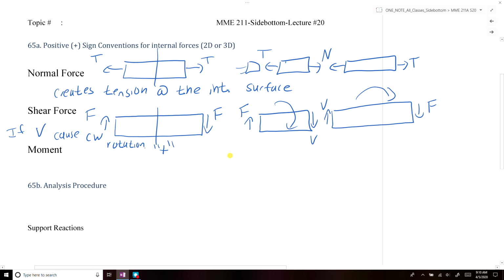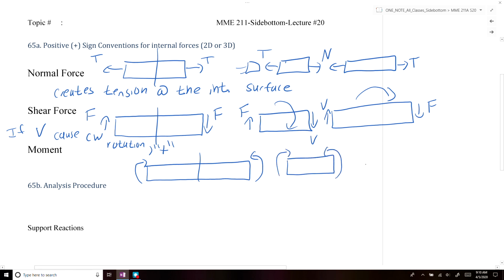And then the last one would be for couple moments. So if you had a rigid body like this, and we took our section cut in the center, what we end up getting is two moments. So this would be our external moments, and then at our section cut, we have to have two moments in order to balance this out.